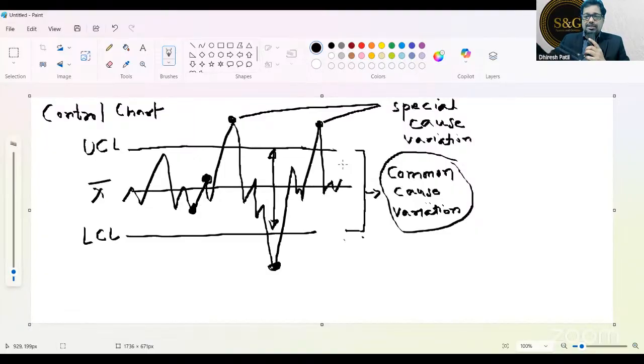Clear? Satishji, are you clear with this? Just give me yes in the chat box. Understood somehow? Yeah? Super, super. Amazing, amazing.